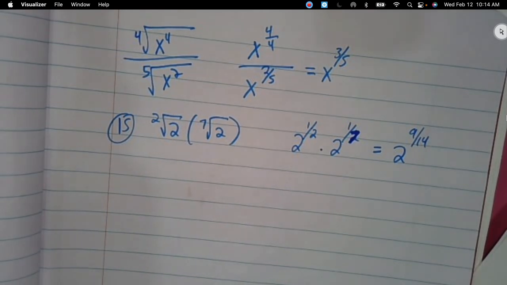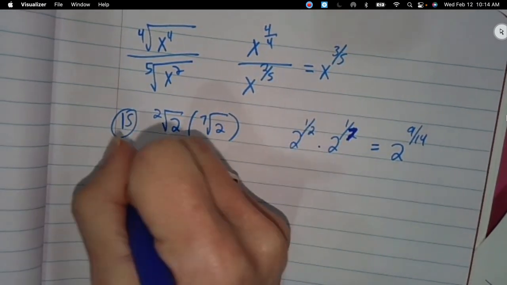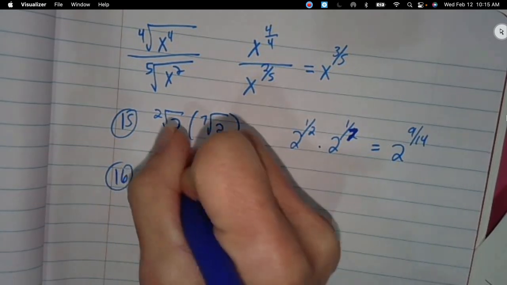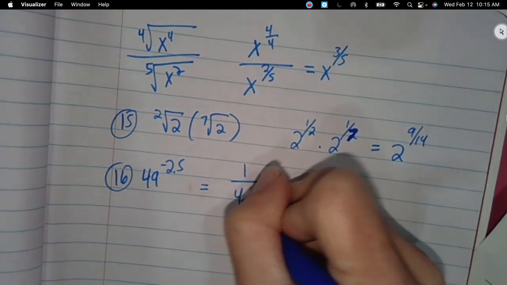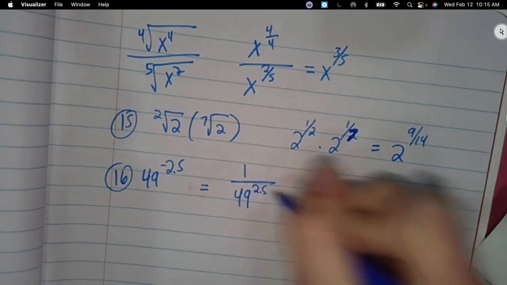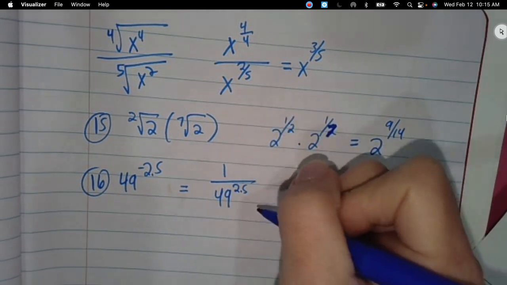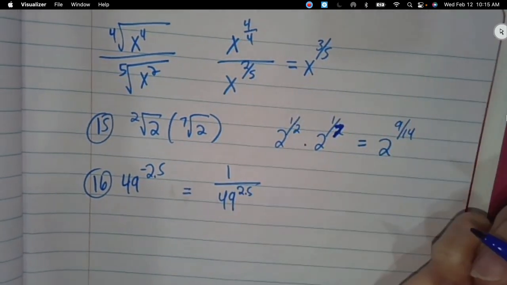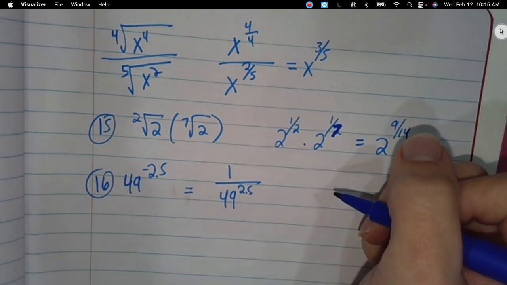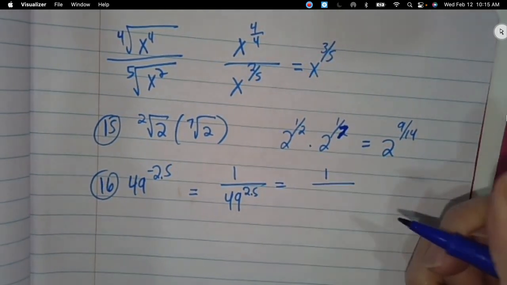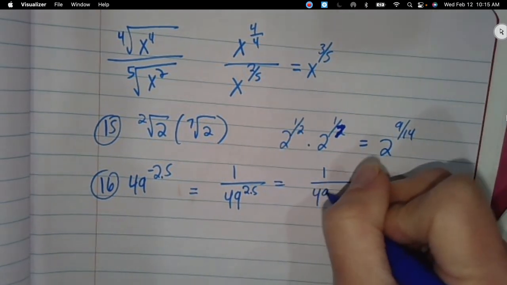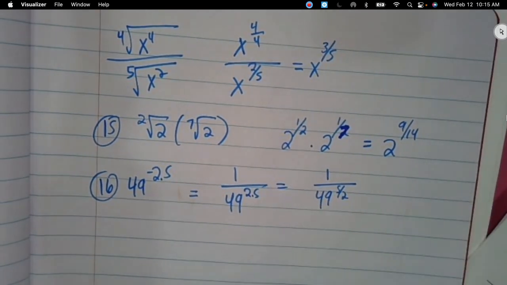Number 16 is going to be on there. So guess what? You can put that in your calculator and press math enter enter. But if it were me, the first thing I would do is move that to the denominator, and it would become a positive 2.5. So I can already tell my number is going to be a fraction. I could already eliminate some of those answers. Then I would put that in your calculator, or you could say, oh, that's 49 to the 5/2. That's the square root of 49 to the 5th. That's a long way to do it.